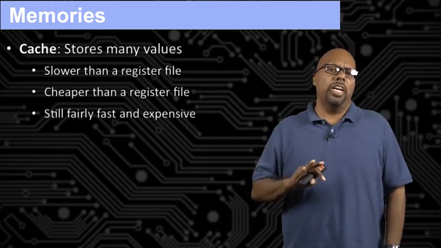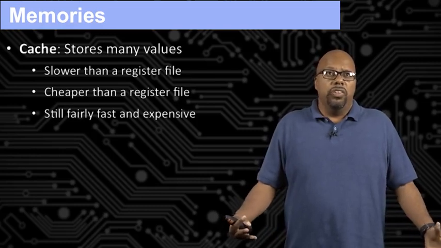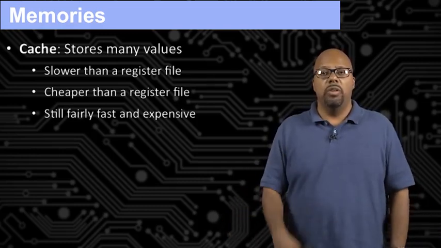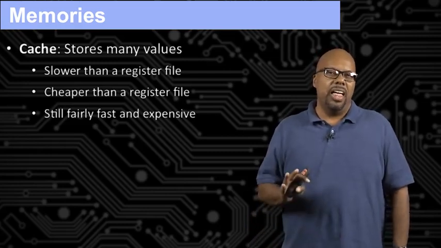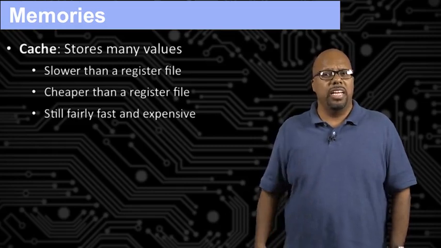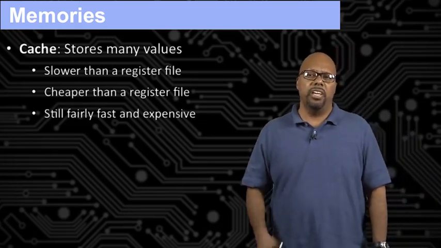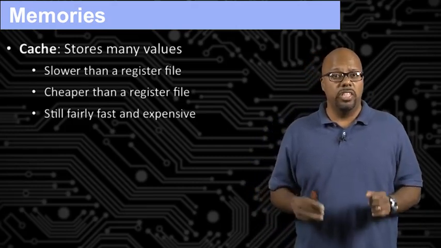Just to give you a ballpark on how big a cache typically is, let's say for a modern processor, you've got a 1 megabit cache, and that can be plus or minus. But that tells you something about how big they typically are. So usually they're a lot bigger than register files, but they're also slower than register files.